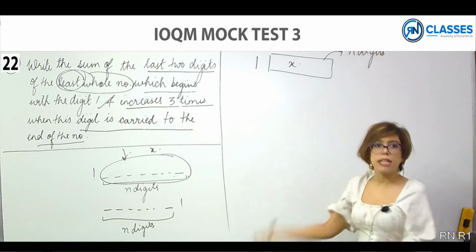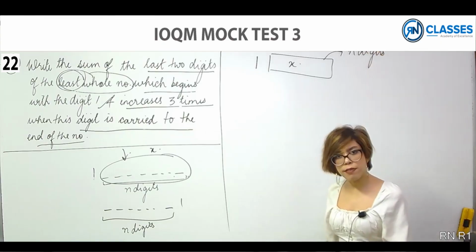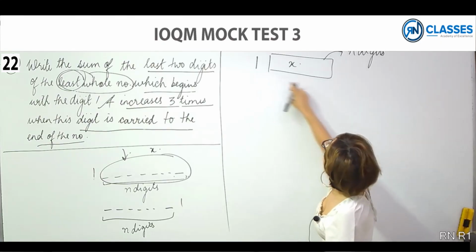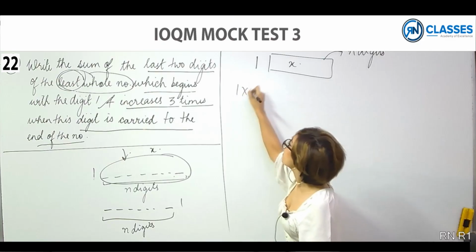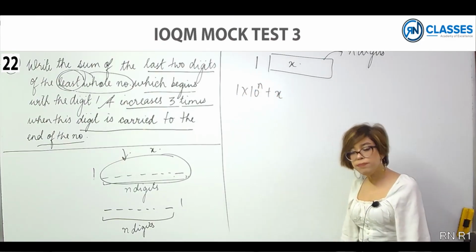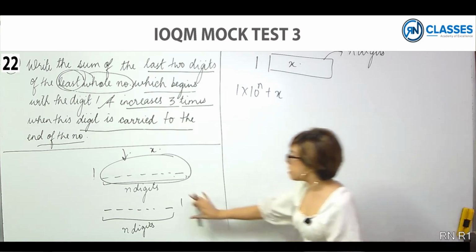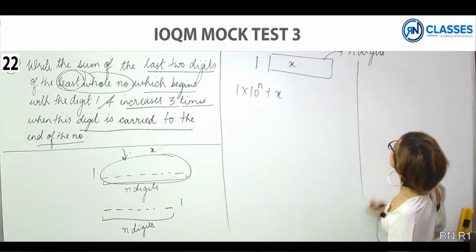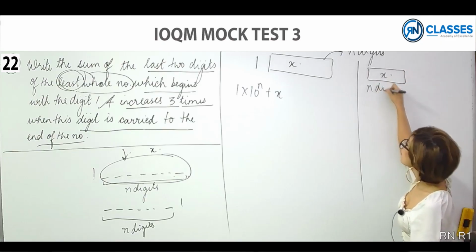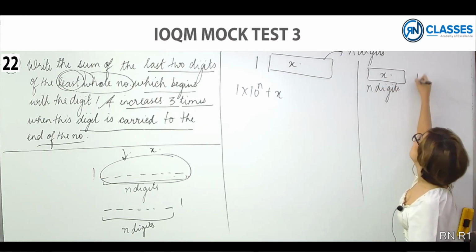Now if I need to study this number, what I'll do is write the expanded form. So 1 followed by n digits, so 1 into 10 to the power n plus x. Now the second number is nothing but my chunk x. Obviously it has n digits. And last I have 1.